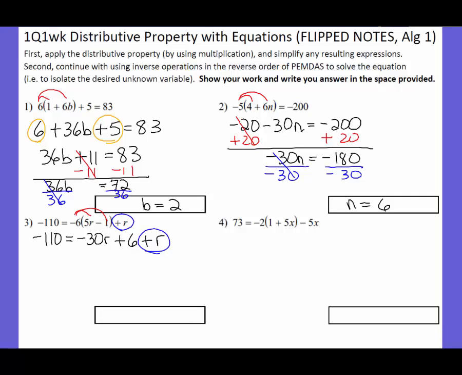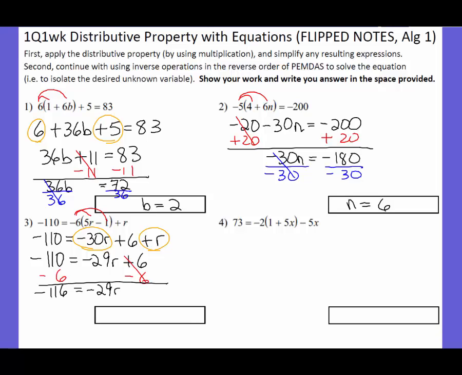For number 3, we have negative 110 equals negative 30r plus 6 plus r. Combining like terms, we have negative 110 equals negative 29r plus 6. Subtracting 6 from both sides and subsequently dividing both sides by negative 29, we have solved for the value of r. r equals 4.